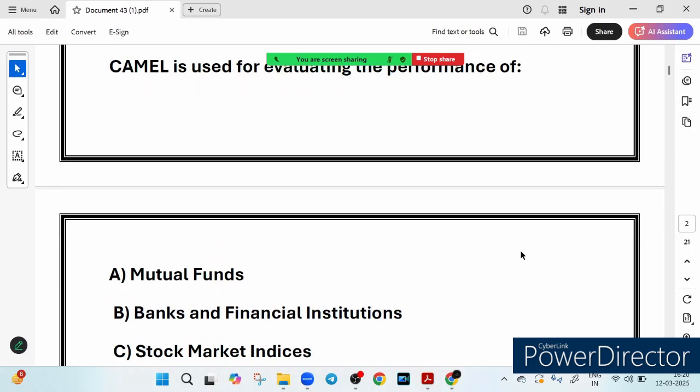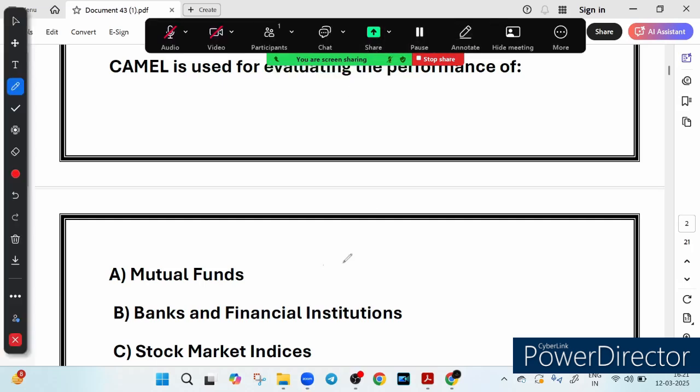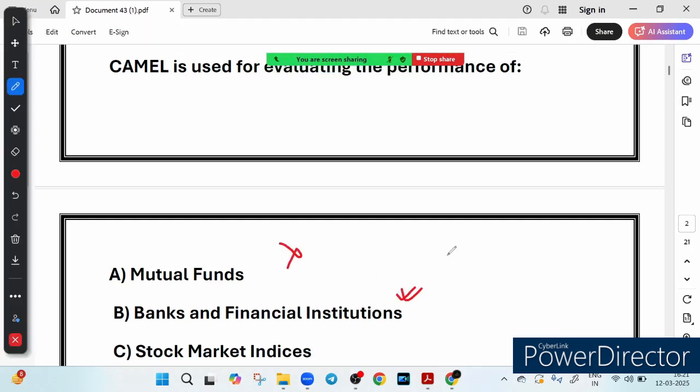Option A, mutual fund. Mutual funds pool money from investors to invest in stocks, bonds and other assets. So they are evaluated based on returns, expense ratio and risk factor. This is not the correct answer. The correct answer to this question is bank and financial institution. Yes, the CAMEL rating system is used to evaluate banks and financial institutions.